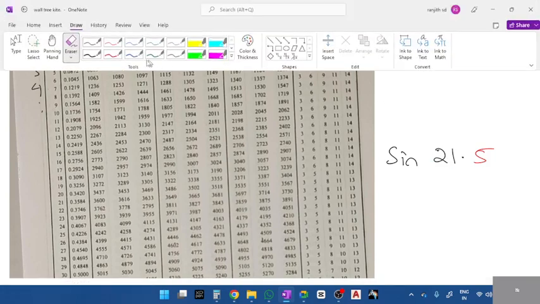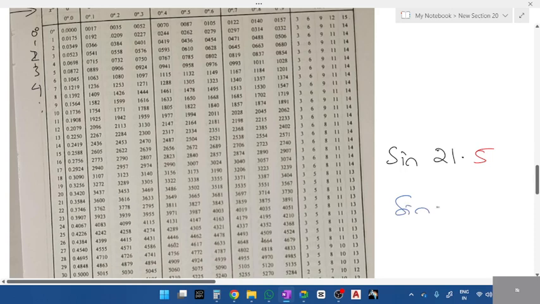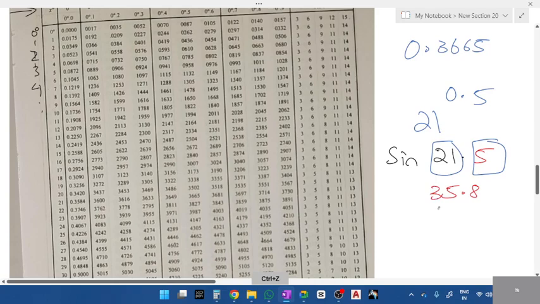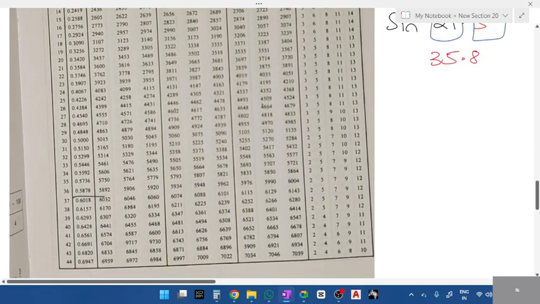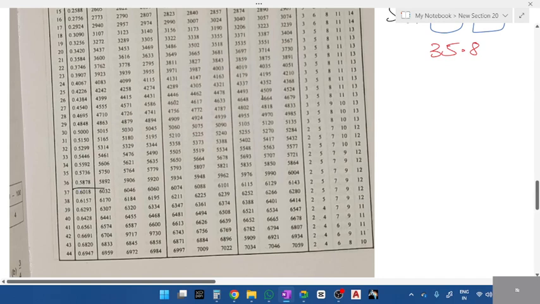21.5. Tell me, not 20. What's the question I gave? Sine 35.8. Go to sine 35. Then from here, what will you check, Naomi? See, we have come to sine 35 here. This is sine 35. From there, what's the decimal value given? 0.8 is the decimal. Go to 0.8.